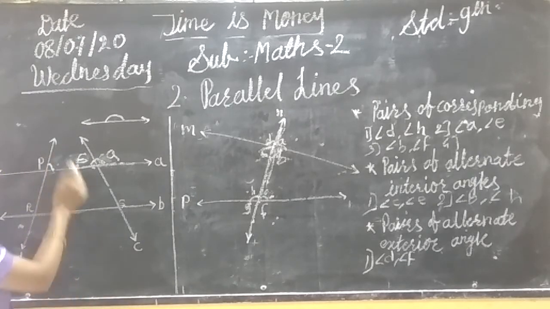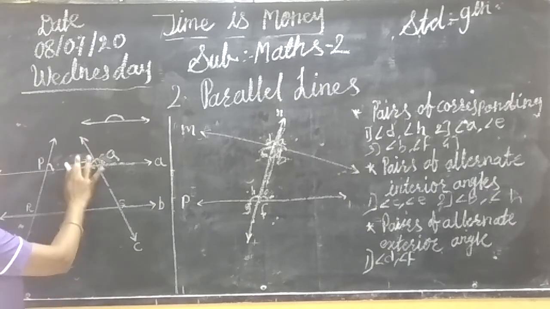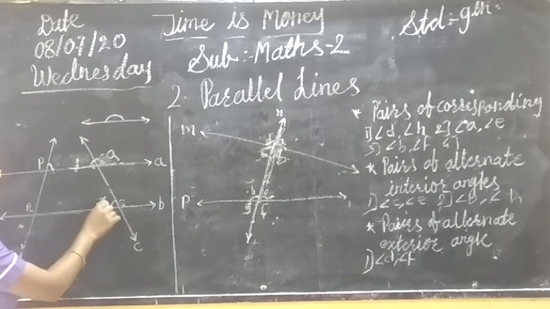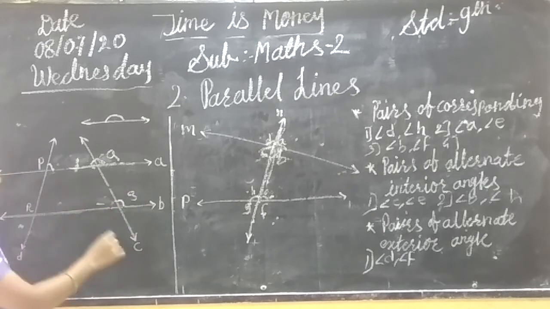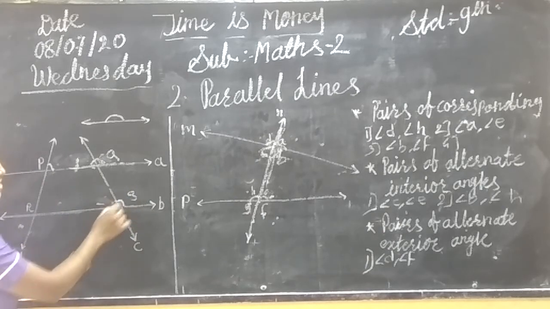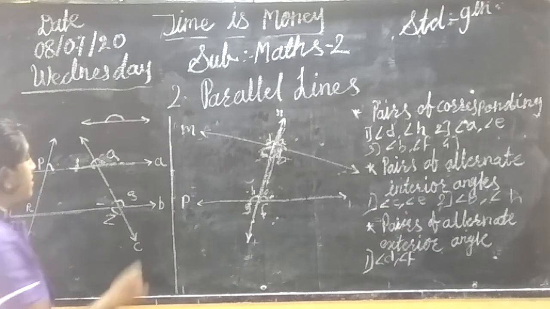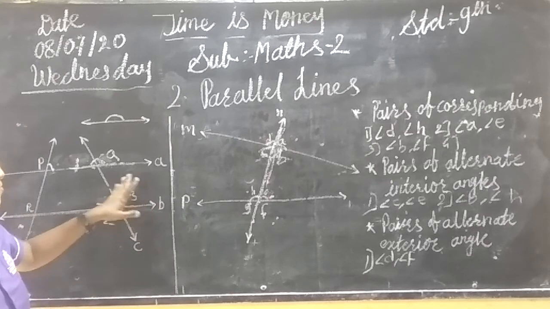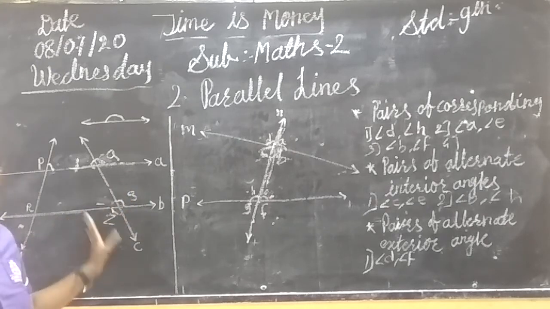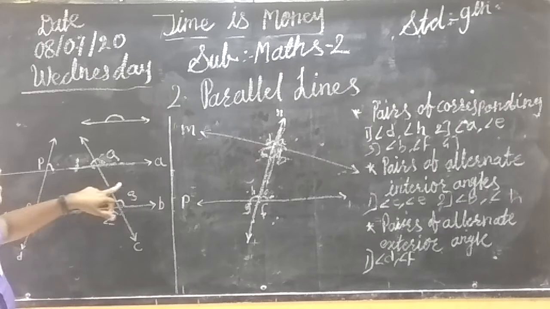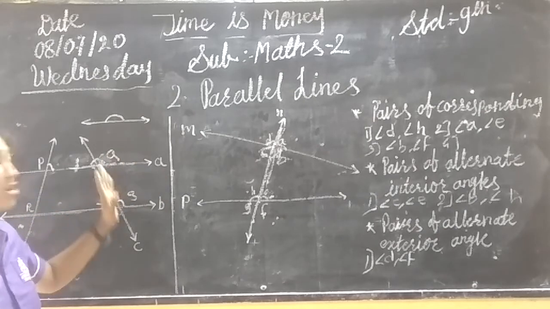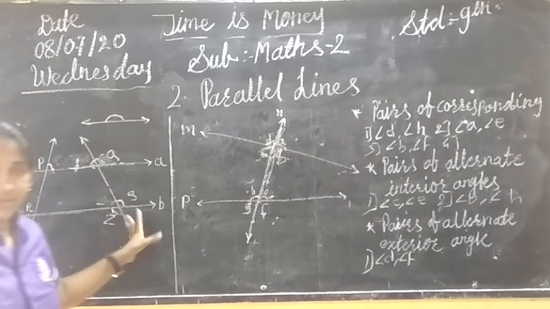The pair of opposite angles. Suppose this angle S and here Z. Okay, this is the angle S and here angle Z. They are the opposite angles, right? They are opposite to each other, and the two opposite angles are congruent. That means if the measurement of angle S is 80 degrees, then what will be the angle of Z? It is also 80 degrees.